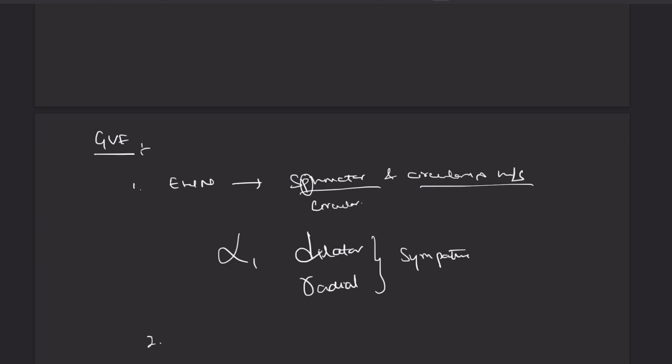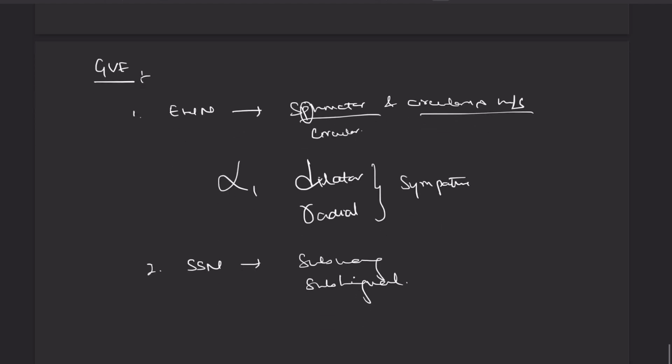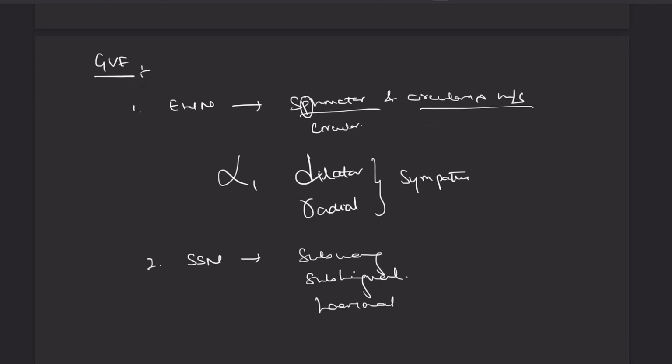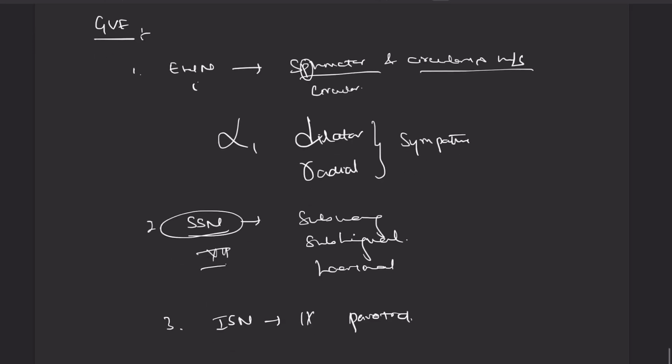Superior salivatory nucleus supplies the submandibular and sublingual glands along with the lacrimal gland. It is via the 7th cranial nerve. The inferior salivatory nucleus is via the 9th cranial nerve. It supplies the parotid. Now coming to the Edinger-Westphal, it is the 3rd cranial nerve.